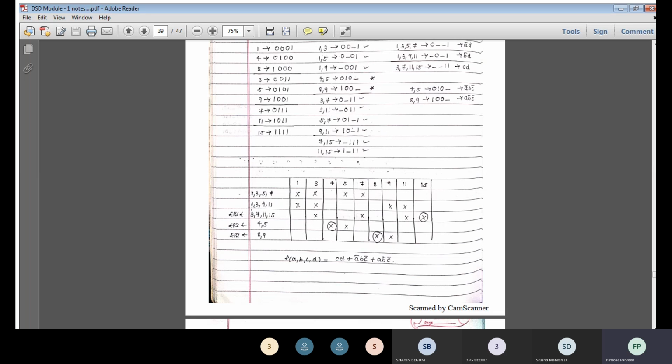Why? Because cell number 1 is not covered in these 3. So I have to take 3 is covered here, 5 is covered here, 7 is covered here. Okay, 3 is covered here, 9 is covered here, 11 is covered here. 1 is not covered in these 3 where you have taken for minimal expression. So any one I have to take. Either this one or this one I have to take. Because if I am leaving this one, 1, 3, 5, 7 is what?